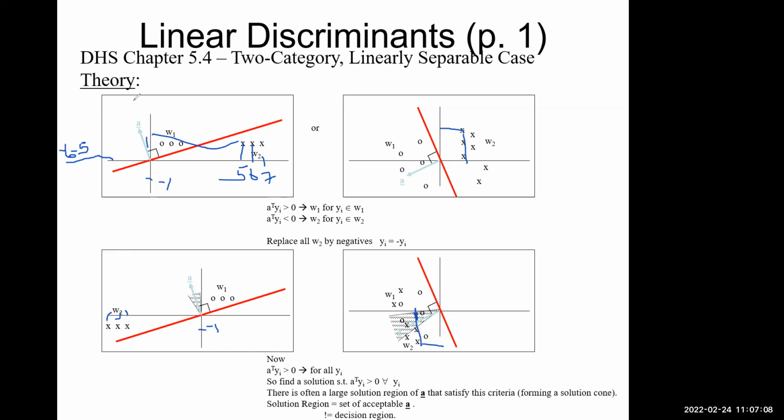So what's drawn here in light blue, which you might not be able to see, is the normal vector to the line. That A is a vector. Normal vector to the line.